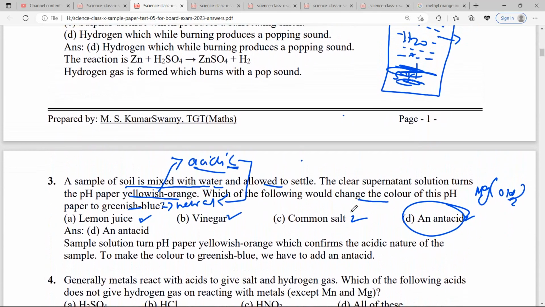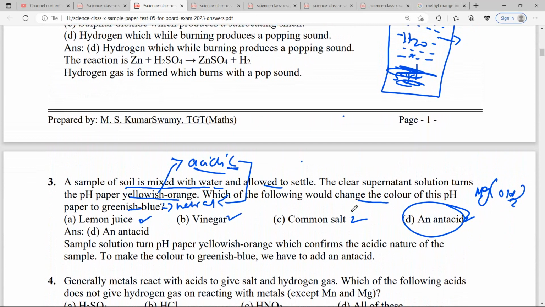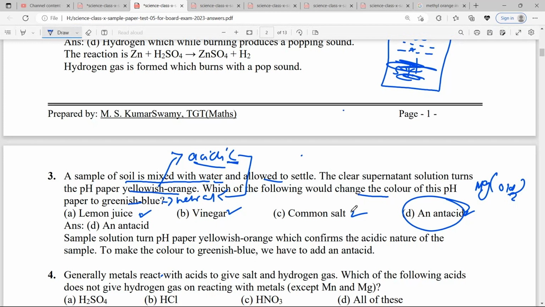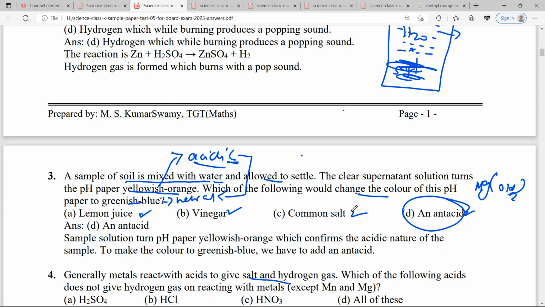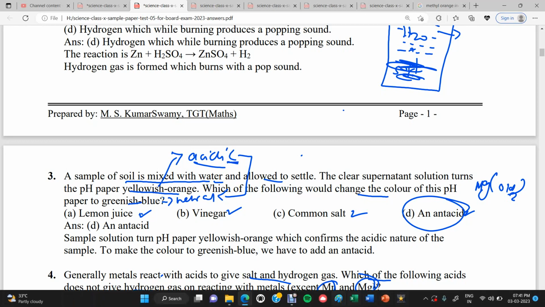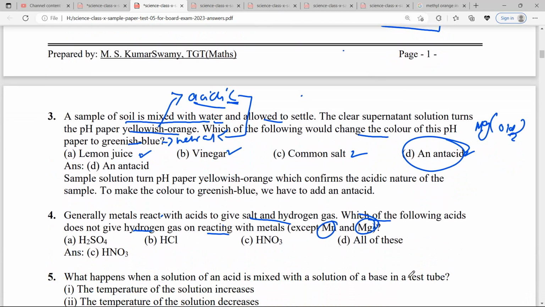Generally, metals react with acids to give salt and hydrogen gas. I have discussed this question several times in the class. Which of the following acids does not give hydrogen gas on reacting with metals, except Mn and Mg? Listen here, I'll tell you. Among these acids, one is a strong oxidizing agent. Do you know what that is? HNO3. HNO3 is a strong oxidizing agent.